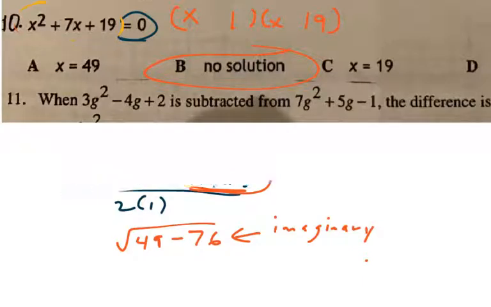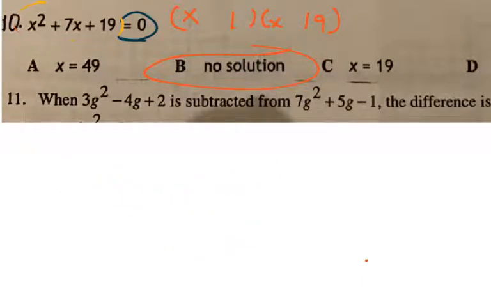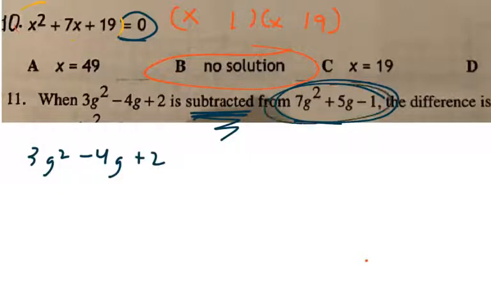Okay, so number 11, this is a simple subtraction problem. So notice I have 3g squared minus 4g plus 2, and I'm subtracting this over here. So I'm subtracting 7g squared plus 5g minus 1.